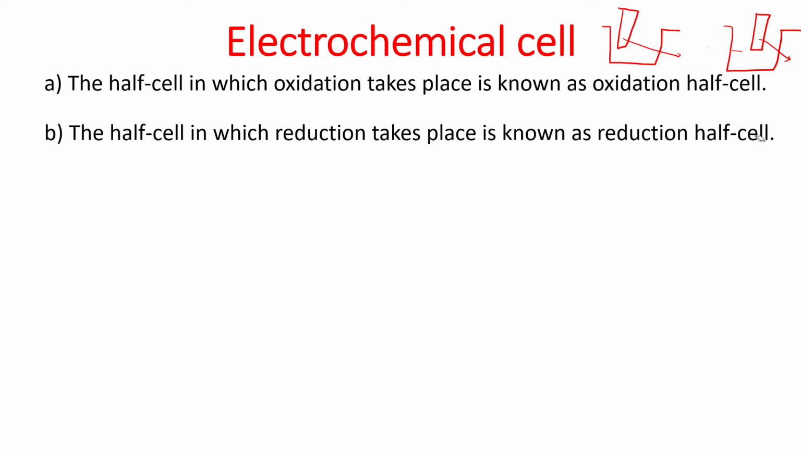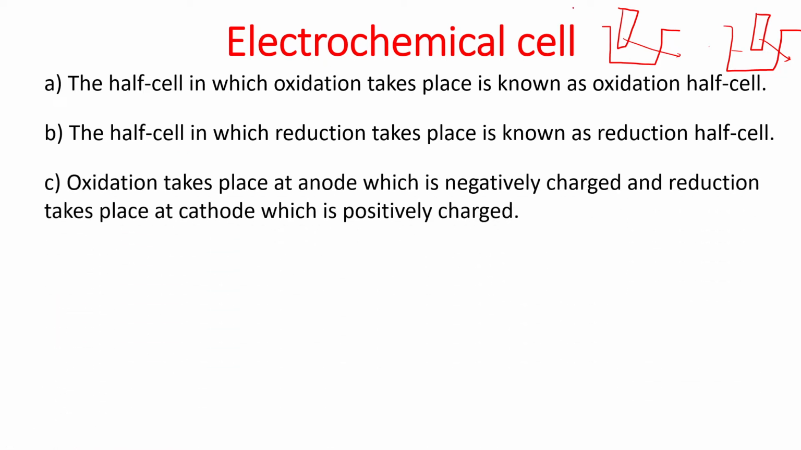Okay. The first one where oxidation will happen is called the oxidation half cell. The other one where reduction will happen is called the reduction half cell. The oxidation takes place at the anode. Let's say we call it the anode. Here oxidation will occur. This one is the cathode. Okay. Oxidation occurs at the anode.